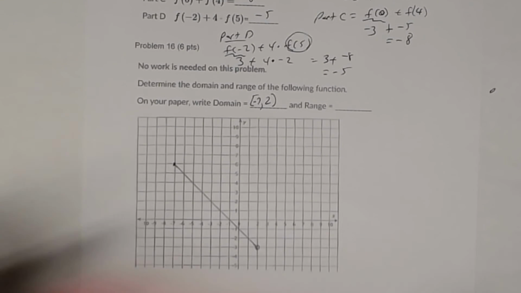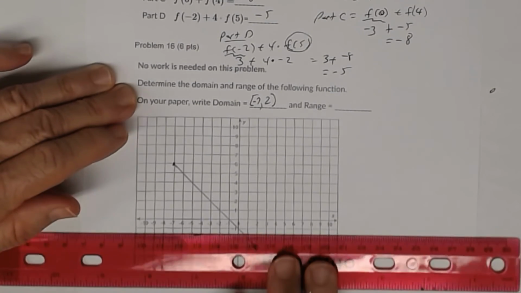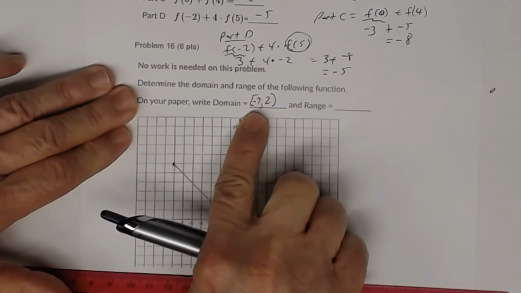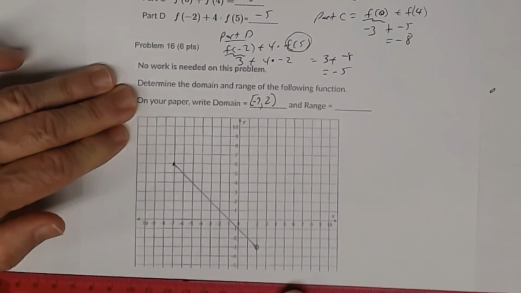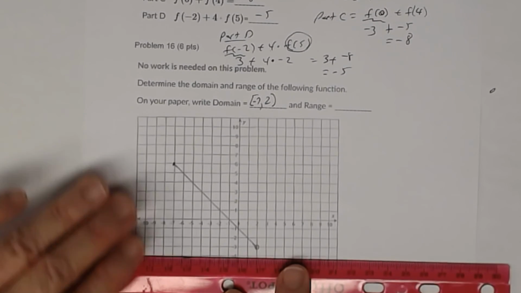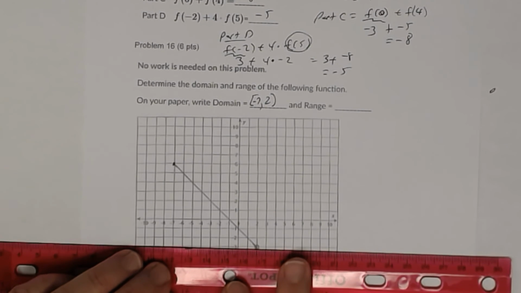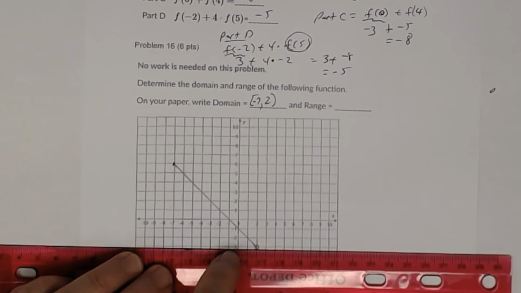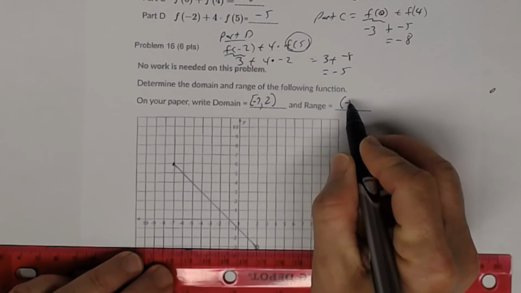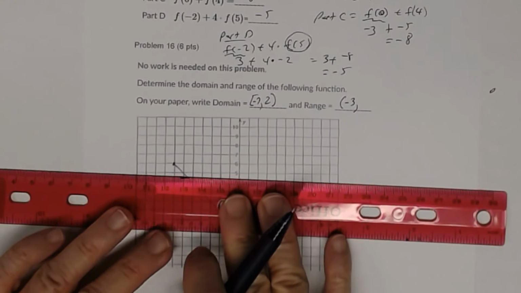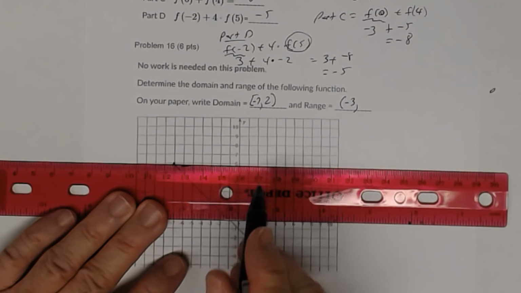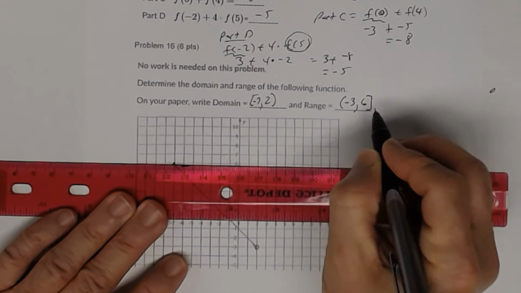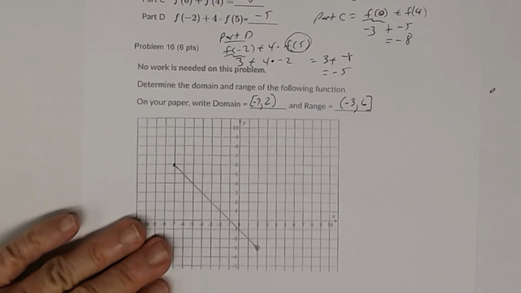Then you do the same thing with the range. With the range, you go along the y-axis, but remember the interval notation is always from smallest to largest. That's why we go from the bottom up. Here is where the point starts, but it's open. This y value is negative 3. So it'll be parentheses negative 3, comma, and then it stops here, and that y value is 6. But that's a closed circle, so it's 6 with a bracket. All right, and that was number 16.